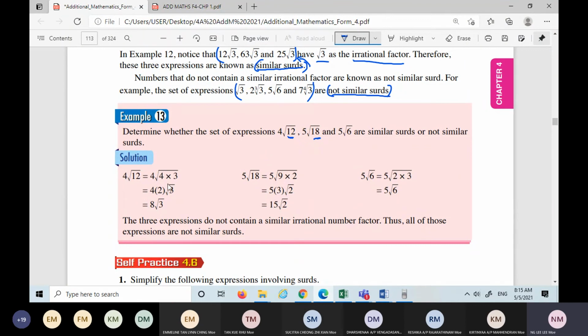So 12, you can use 4 times 3. Then square root of 4 is 2. So this is 8 square root of 3 after simplifying. Then 18, you can use 9 times 2. Square root of 9 is 3. So this one after simplifying is 15 square root 2. This one, nothing can be done already, so 5 square root 6. You see, square root 3, square root 2, square root 6. Therefore, not similar set. That is the conclusion you can make.